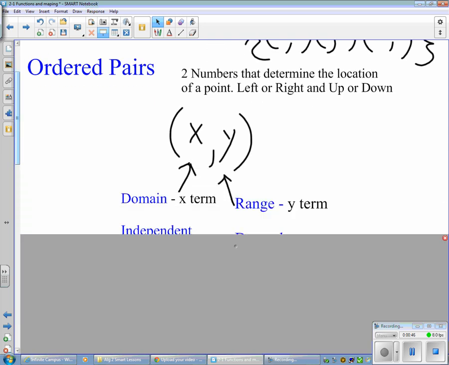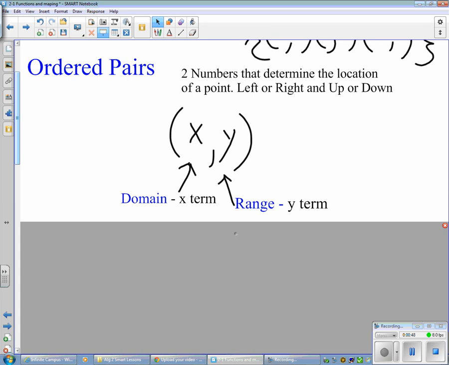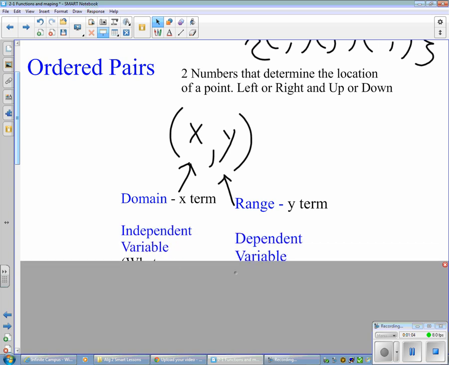So the next couple vocab words are domain and range. Domain is the x term, range is the y term. Just fancy ways of saying what comes in the x, what moves it left and right. Range, what moves it up and down. It's the y terms. It's the second number that comes in the parentheses.